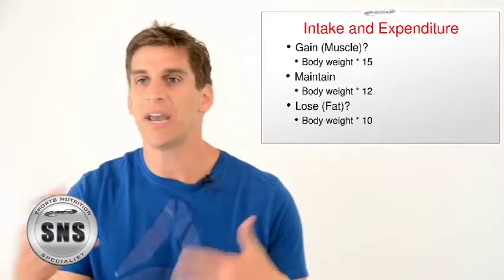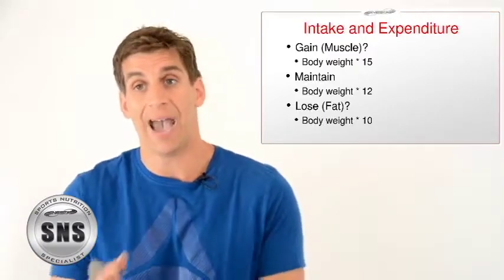And then lastly, if someone is looking to lose fat, you can multiply their body weight times 10. Again, using the example of the 200-pound athlete, multiply that times 10, and that person would get approximately 2,000 calories a day. But this is a decent baseline to give an idea of where athletes should be with their calorie intake.